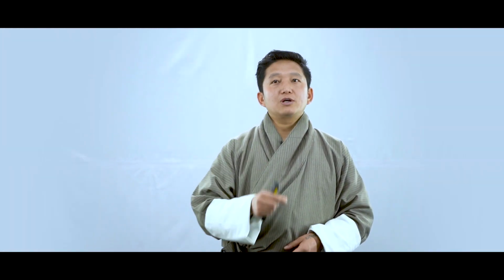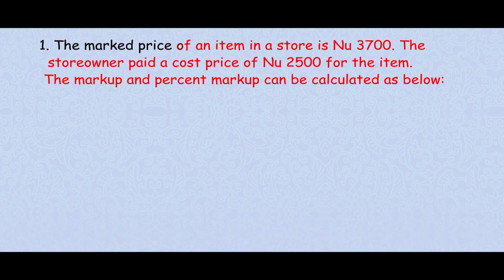So remembering these two formulas, we will solve some questions. Here I have one example for you. Then after this one, I will give you one question to solve. The marked price of an item in a store is Nultrum 3,700. The store owner paid a cost price of Nultrum 2,500 for the item. The markup and percent markup can be calculated as below.